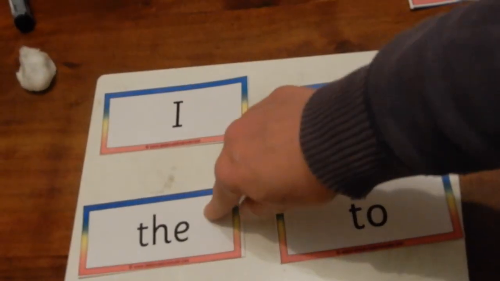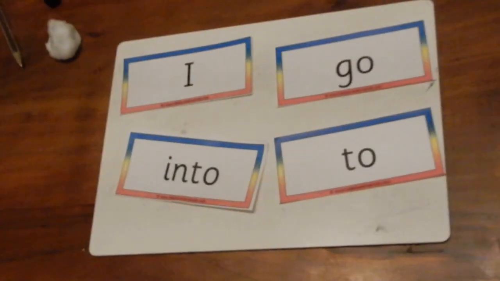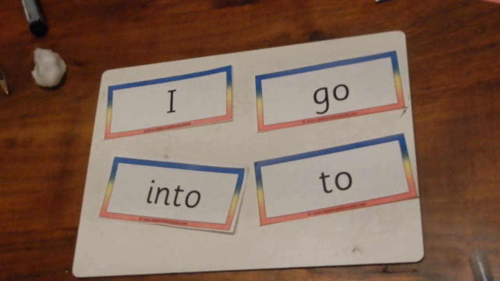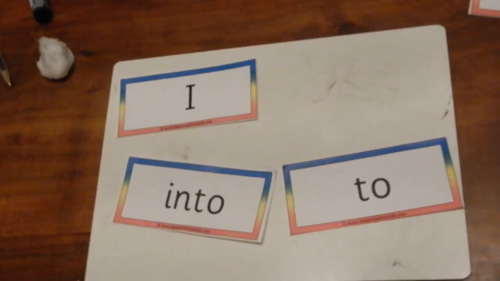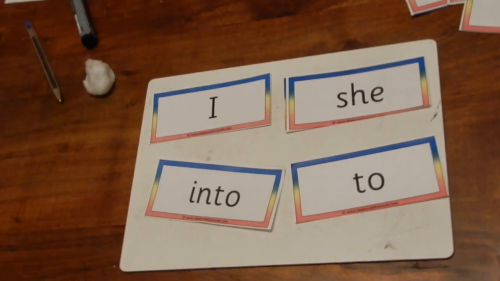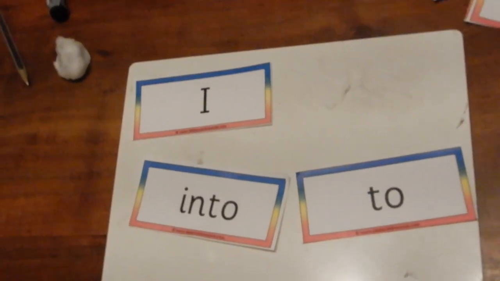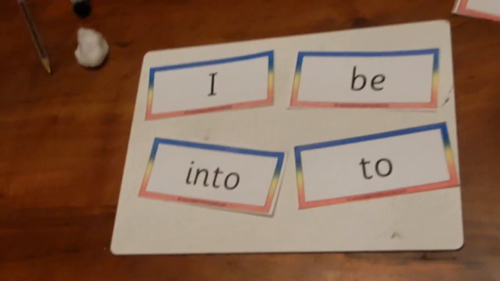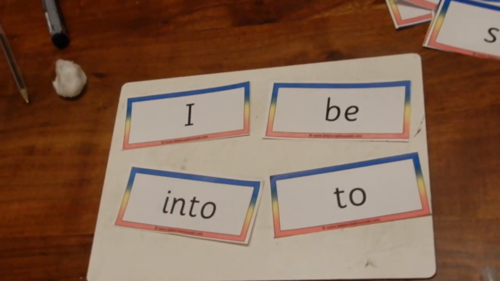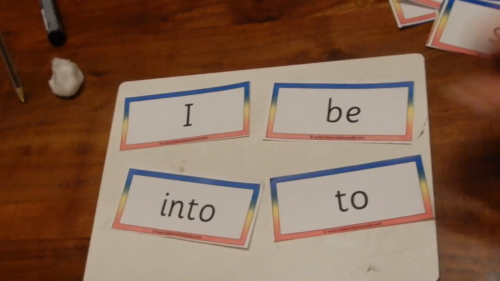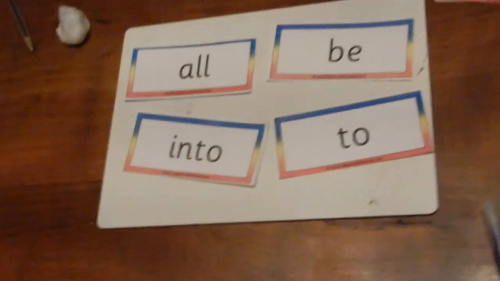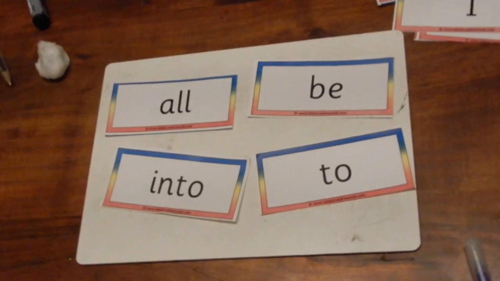There is the. Can you point to the one that says go? Which one says go? There is go. Can you point to the one that says she? She. The sh part is helping you. There is she. Can you point to the one that says I? I would like to eat fish and chips. I. There is I. Can you point to the one that says into?